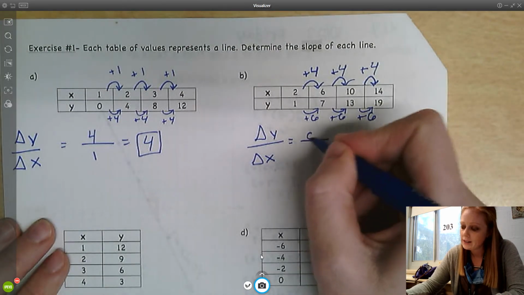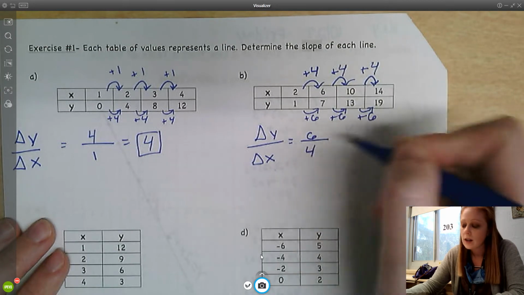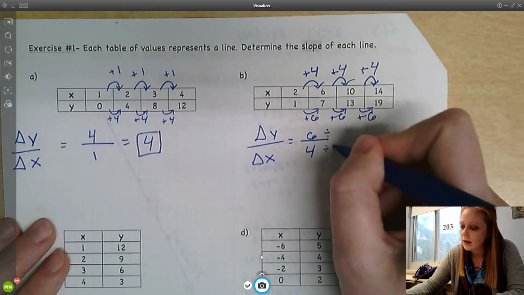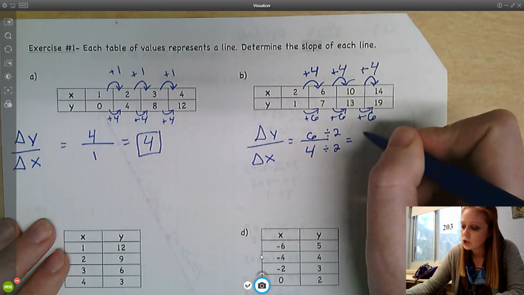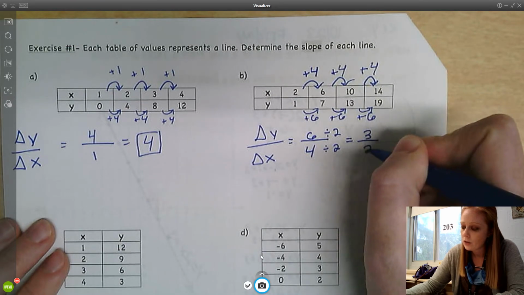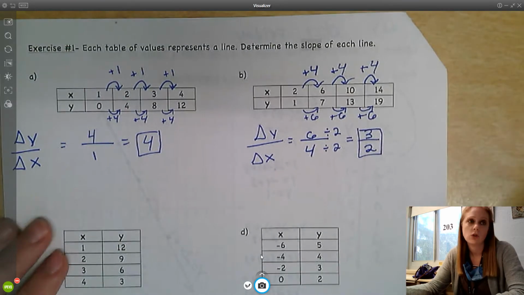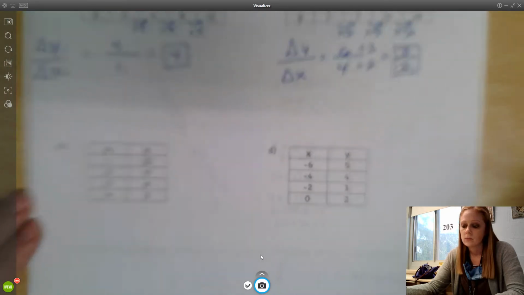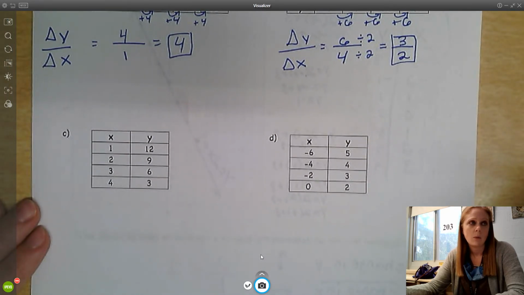Our change in y is 6. Our change in x is 4. This one we can simplify by dividing both the numerator and denominator by 2. And then we will get 3 over 2 for our slope. Okay. And again, we're finding slope.